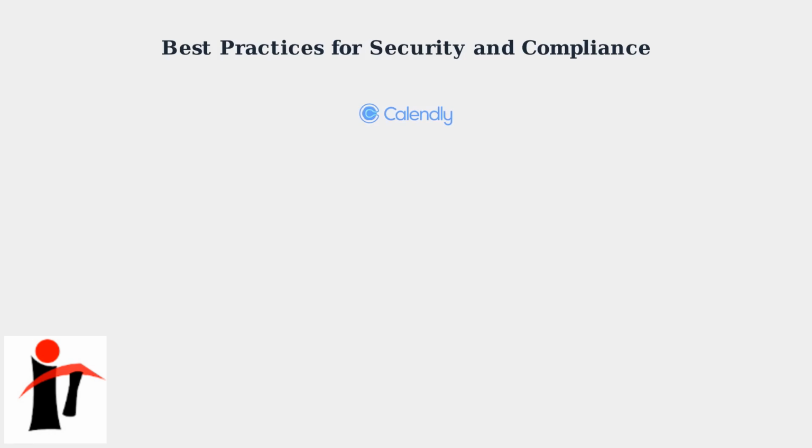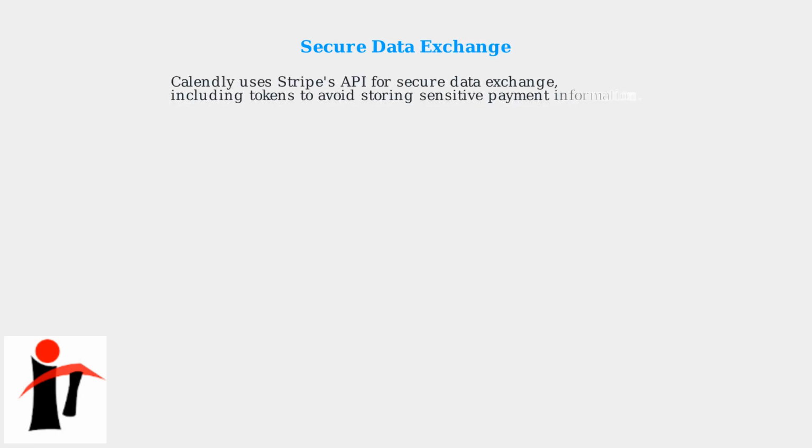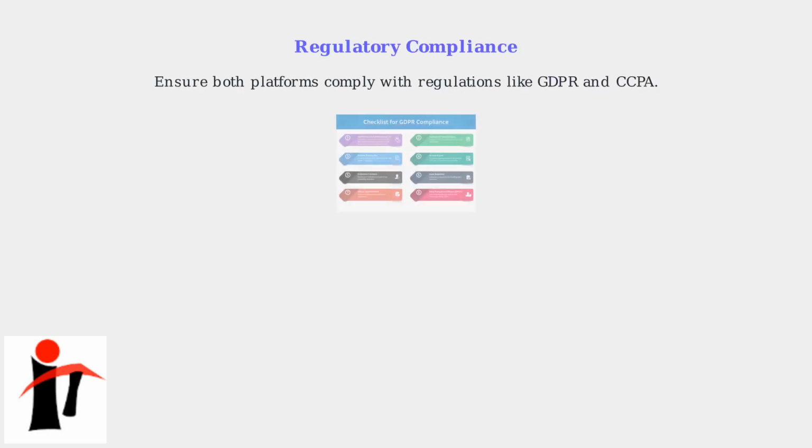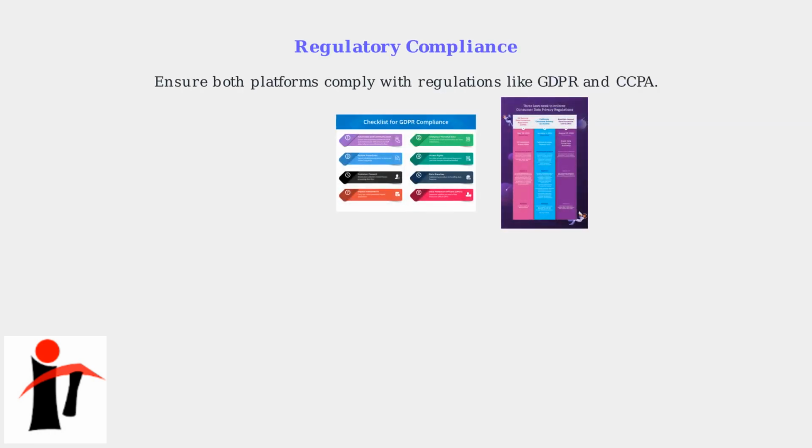Security is paramount when handling payments through Calendly and Stripe integration. Calendly uses Stripe's API for secure data exchange, including tokens, to avoid storing sensitive payment information. This prevents direct handling of card details. Ensure both platforms comply with regulations like GDPR and CCPA. Both Calendly and Stripe maintain compliance with these data protection standards.